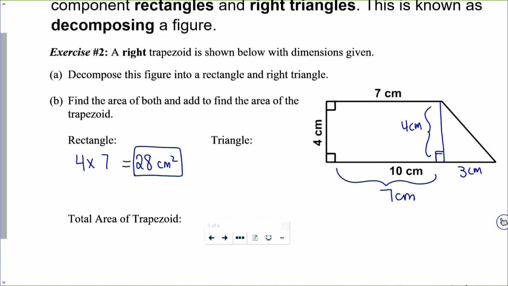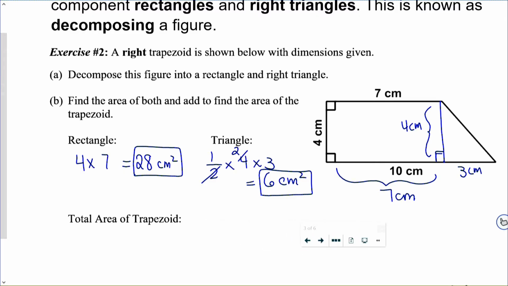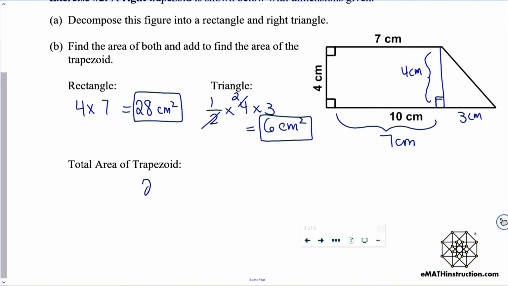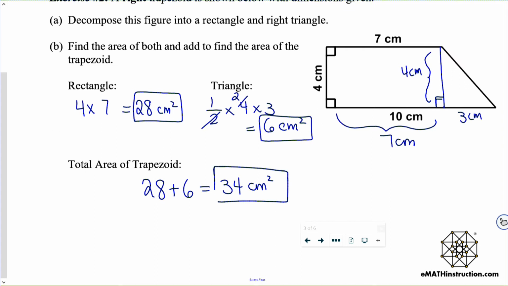Now the area of the triangle, of course, we have to include that factor of a 1/2, so that's going to be 1/2 times 4 times 3. All right, we could do 1/2 times 4 and get 2. 2 times 3 gives me 6 square centimeters. And now the area of the trapezoid has to be those two areas added together, which will be 34 square centimeters.